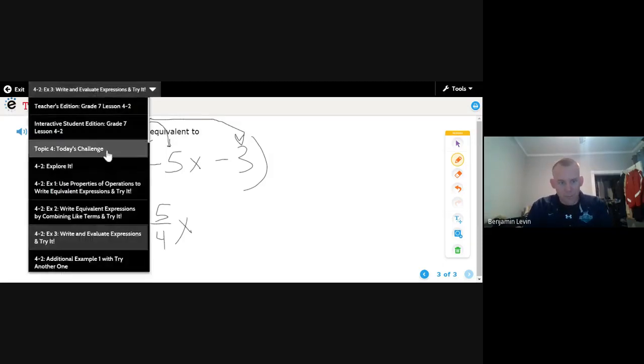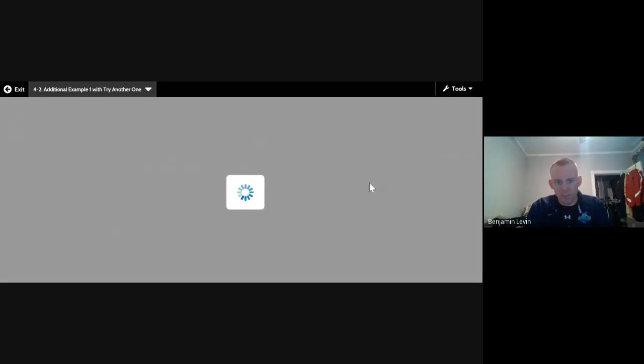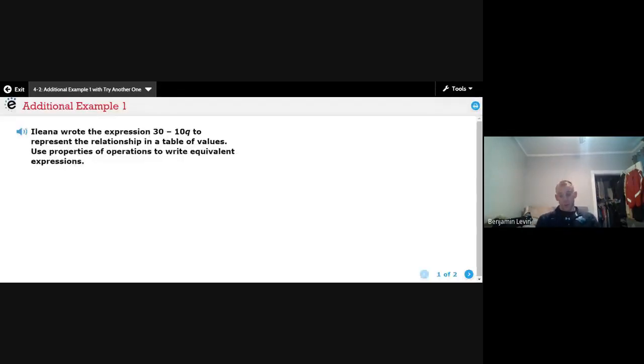All right. Additional example. Ileana wrote the expression 30 minus 10q to represent the relationship in a table of values. Use properties of operation to write equivalent expressions. All right, so 30 minus 10q. The first thing we could do is separate 10 out, because 10 divided by 10 is 1, and 30 is divisible by 10 as well. 30 divided by 10 is 3. So we go to the Jamboard.